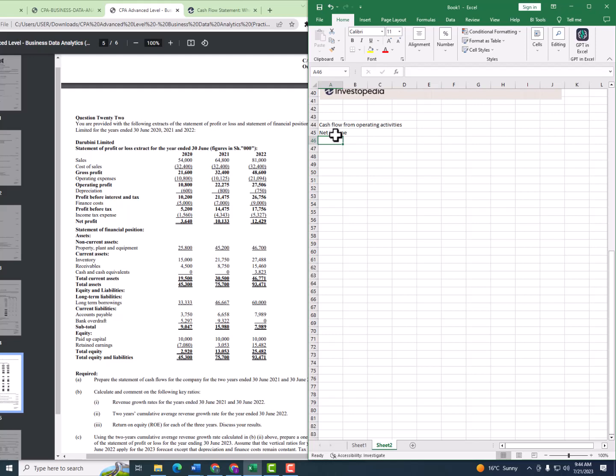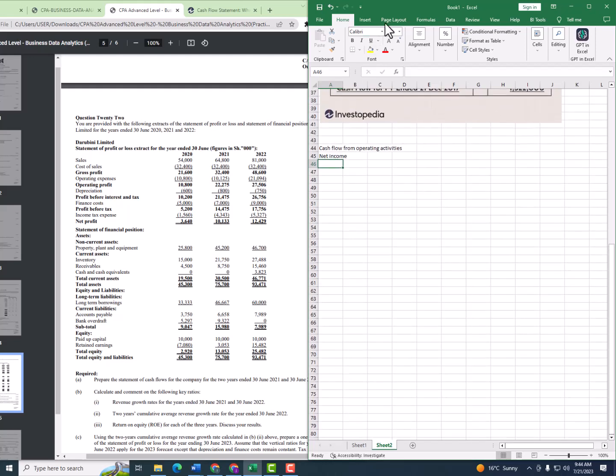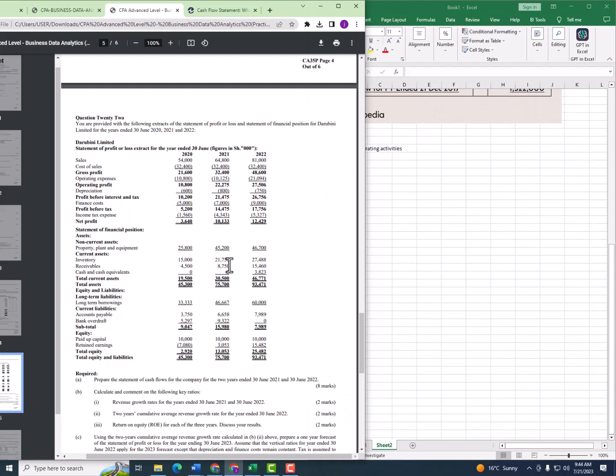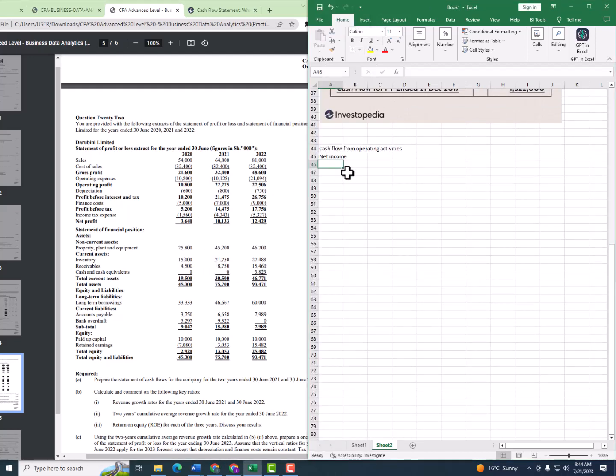So the first step is to set up the skeleton or the format. We begin with net income, and then we look at our balance sheet and we can see inventories were increasing from 2020 to 2022. So what do we say? No, before we go there, remember depreciation. The company had depreciation for the 3 years. So what do we say? Add back depreciation.